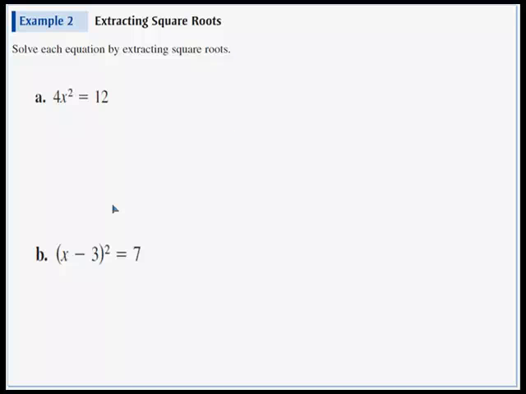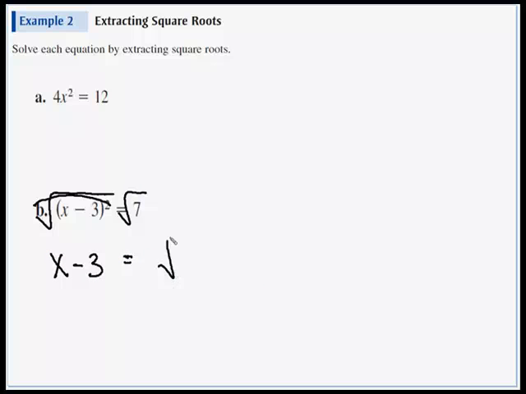Now letter B is a little different. We already have our squared term isolated. Remember, if something's in parentheses or a grouping symbol like this, that is taken together as a quantity. So we do have something over here, quantity squared, equal to 7. So just like we did in part A, we're just going to square root both sides. If I square root this side, the square and square root cancel, and I'm left with x minus 3. And then I would also square root this side with the 7 on it. And we would get plus or minus the square root of 7.